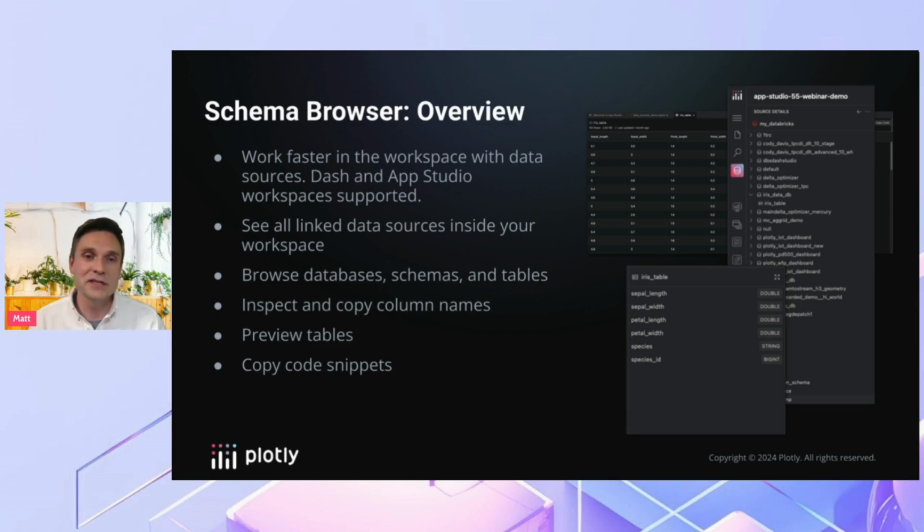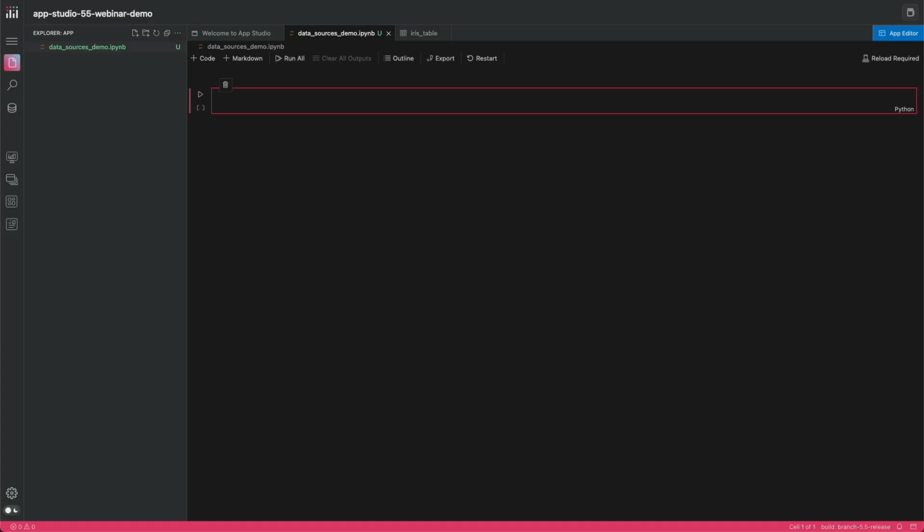The Schema browser gives you a window into any connected data source. You can see all of the databases, schemas, and tables in a single view, inspect column names for a table, and even preview the data before you work with it. No more switching to another tab to find the table you need or accidentally mistyping the fully qualified table name when crafting your query. It's never been easier to find and use data within Dash Enterprise. So let's see this in action.